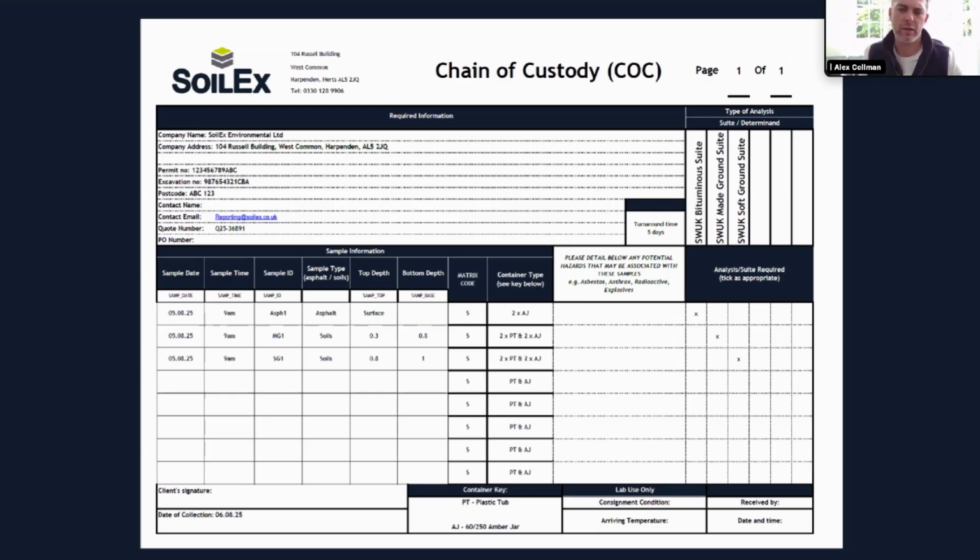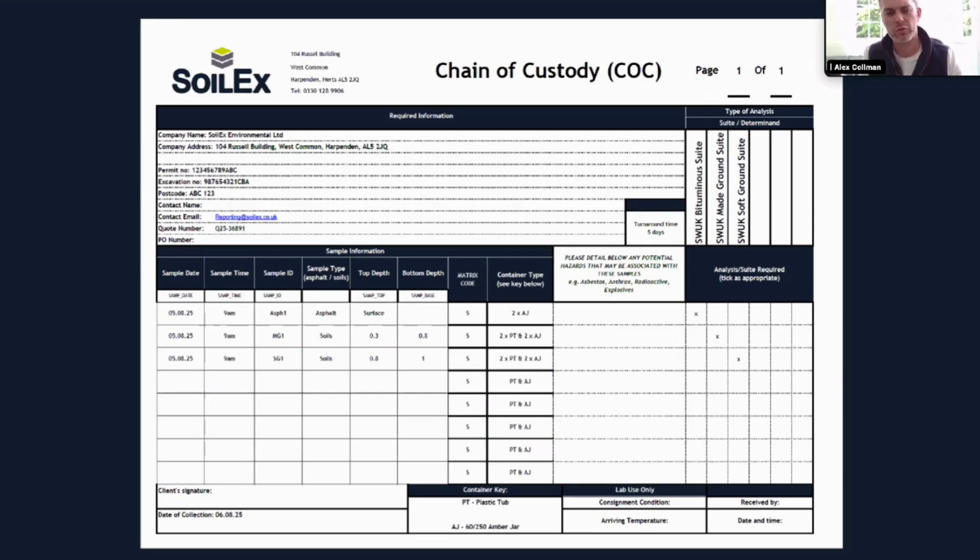Sampling date is very, very important, because sampling date will correlate with how long it takes to get the samples to the lab, and again that can have an effect on accreditation and deviation of results. And it will also tell you what you want it to be sampled for. So you can see the columns on the right hand side there have got either the bituminous suite, the soft ground suite, or the made ground suite.